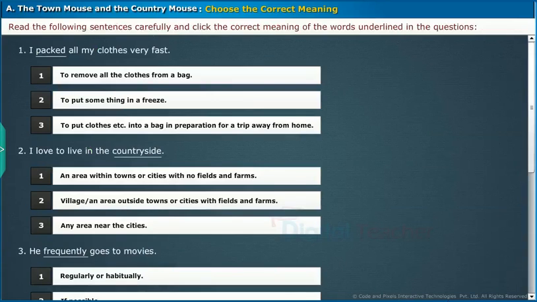Take up the given activity to check your memory. Read the following sentences carefully and click the correct meaning of the words underlined in the questions.